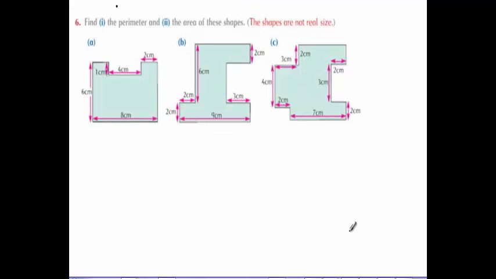Welcome. In this short video we're going to look at area and perimeter, and if we read our example up here, we have to find the perimeter and we have to find the area of these shapes down below. So how do we find our perimeter?